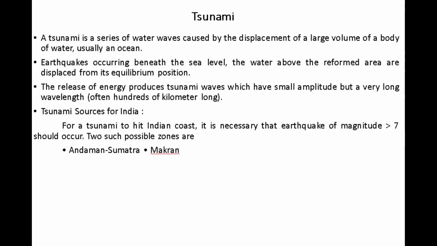land. This is tsunami. Tsunami is actually a series of water waves caused by the displacement of a large volume of a body of water, usually an ocean. It happens because of an earthquake which is happening under the sea. When the tsunami hit in 2004, it affected Tamil Nadu, Andaman and Nicobar Islands, Sumatra and Makran.